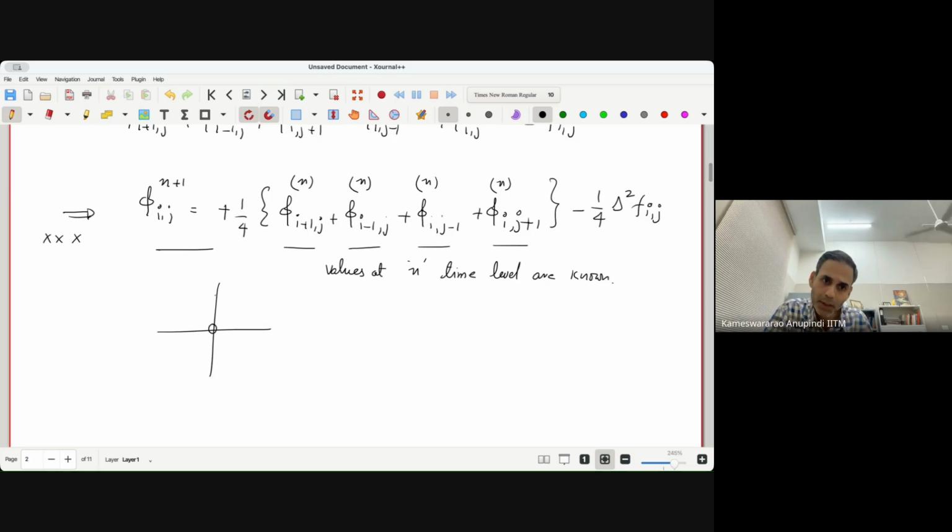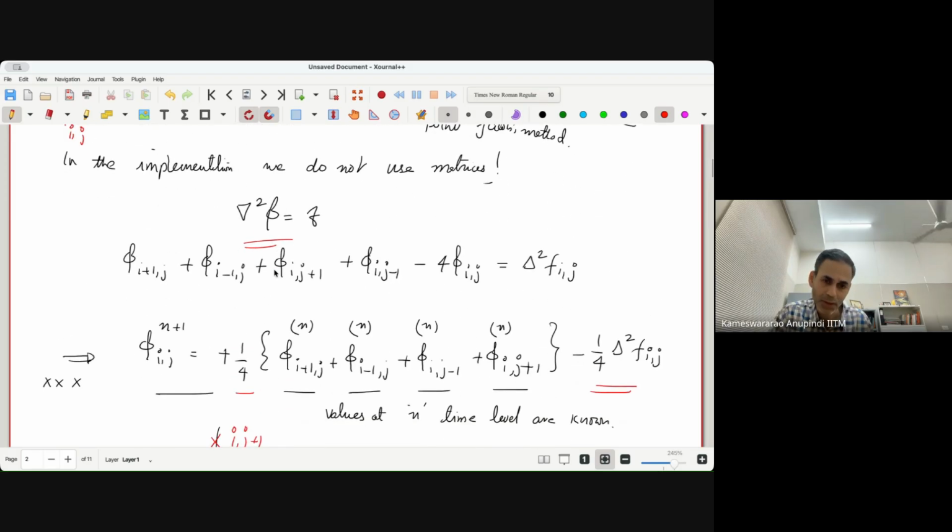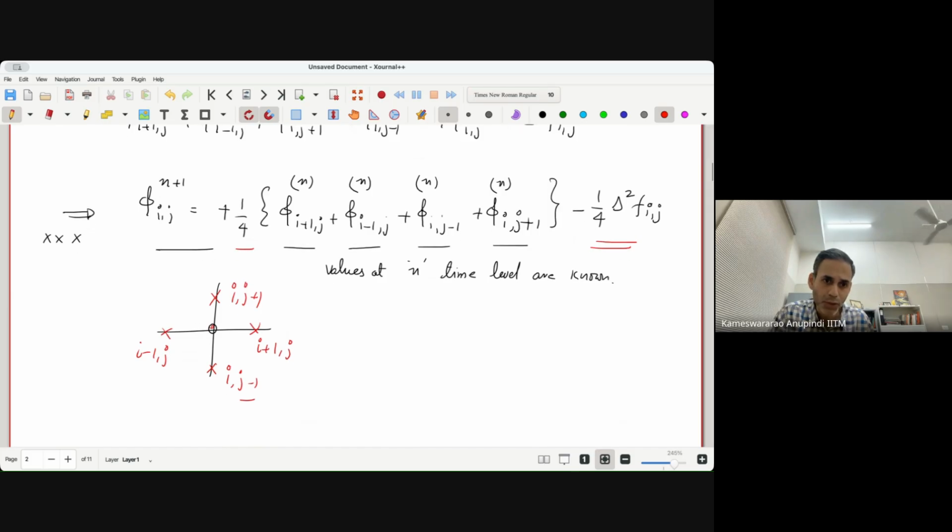If this is the point, then we are talking about actually east, west, north, and south, these 4 points, right? This is I plus 1j, this is I minus 1j, this is ij plus 1, this is ij minus 1. Okay, so essentially we just have to average all the 4 values, take the summation divided by 4, that means we're calculating average, and then subtract off that minus 1 by 4 del square Fij, for del square F equals F for this equation, and then update this new value. That new value we update as Pij n plus 1. Okay, then we are done with that point.